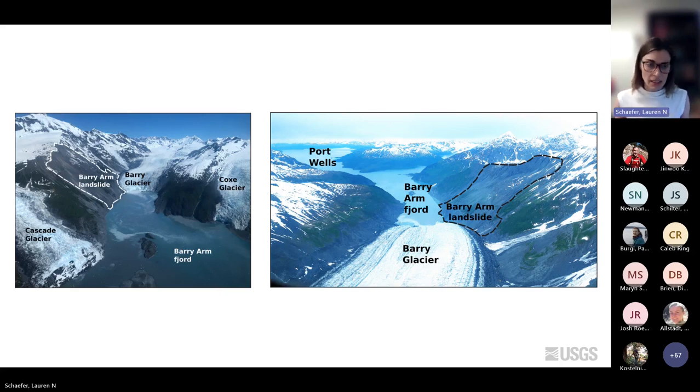And so this gives you a sense of the steepness of this landslide, and also the fact that it's sitting partially above the Barry Arm fjord waters and also partially above the Barry Glacier. You can also see that there is this Cascade Glacier that runs along the back of the Barry Arm landslide and kind of butts up to the headscarp of that landslide. So we have a glacier below, a glacier above, and also water below.